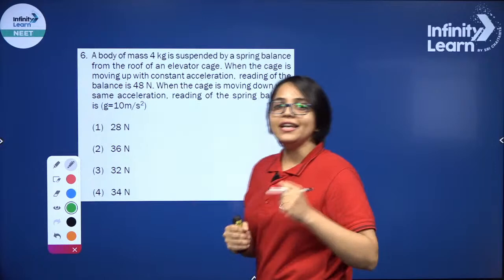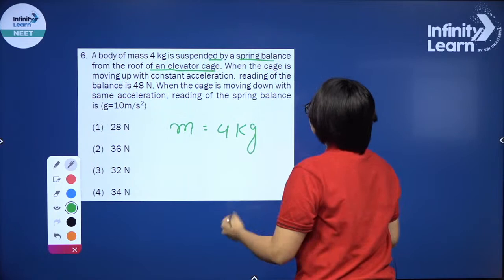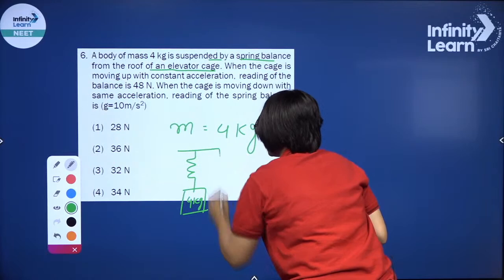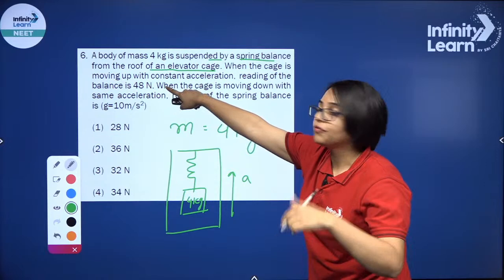A body of mass 4 किलोग्राम is suspended by a spring balance from the roof of an elevator, ओके ठीक है, स्प्रिंग बैलेंस है, उससे 4 किलोग्राम मास is suspended and this entire system is moving with constant acceleration a in the upward direction. Reading of the spring balance is 48 newton. In the first case, it is 48 newton.